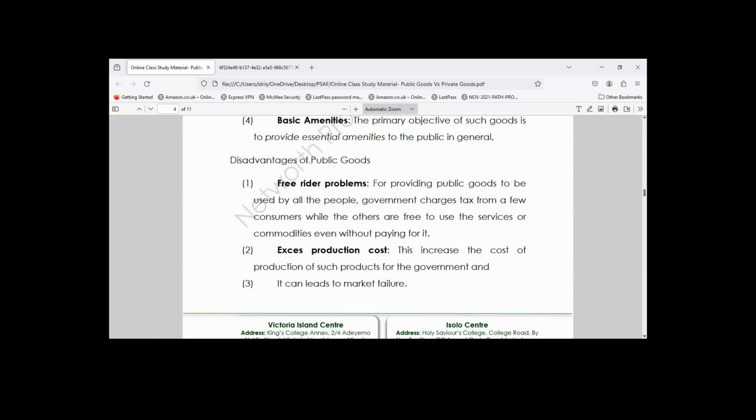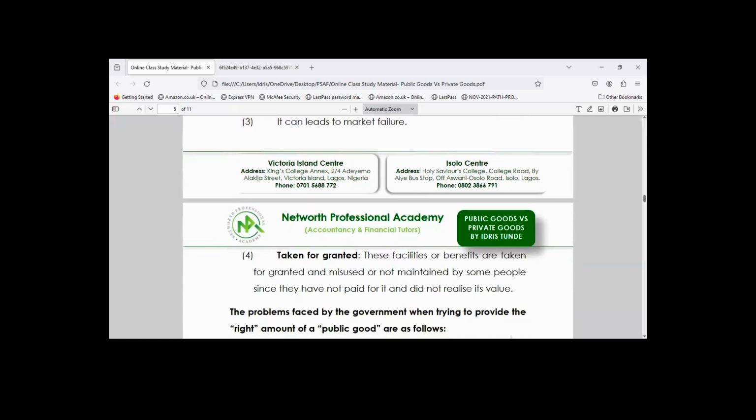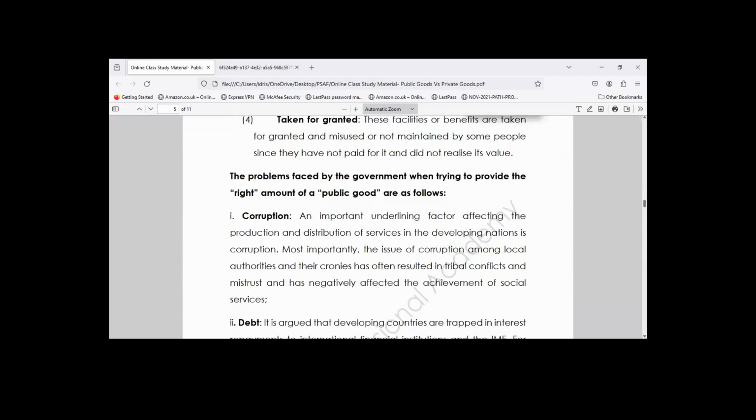Public good can lead to market failure. Public good can also lead to an increase in the cost of production for the government. Those are the problems of public good.